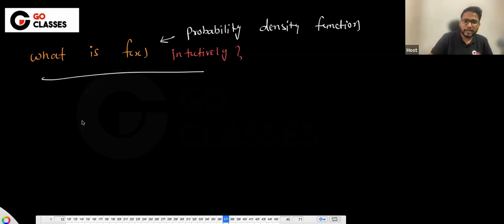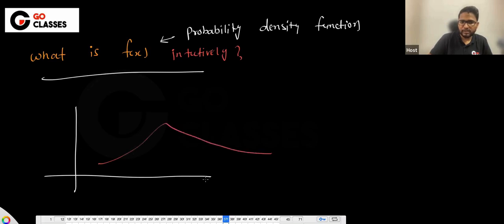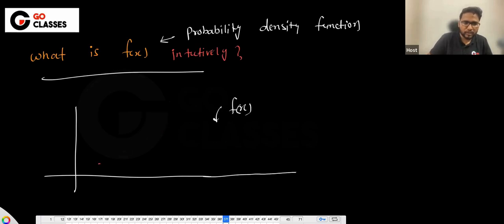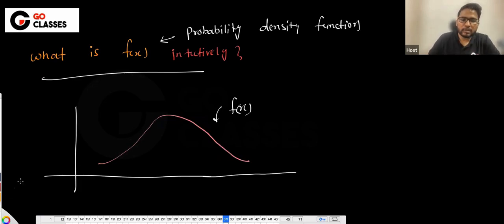Suppose your f(x) looks like this. It is always a continuous function. Suppose this is the PDF, this is some f(x). Let me draw some nice graph. Suppose your f(x) is looking like this. Now, tell me, can the maximum value of f(x) be greater than 1?